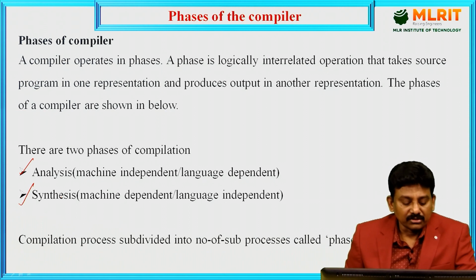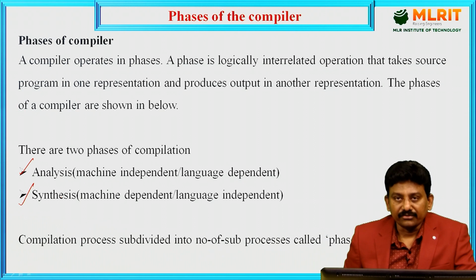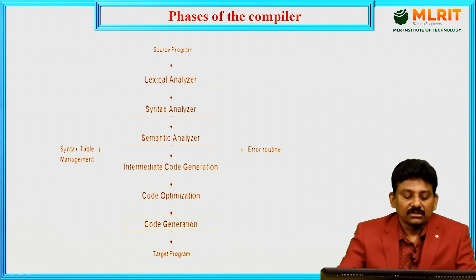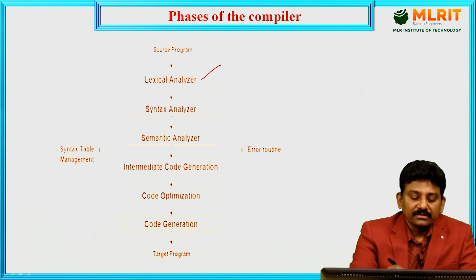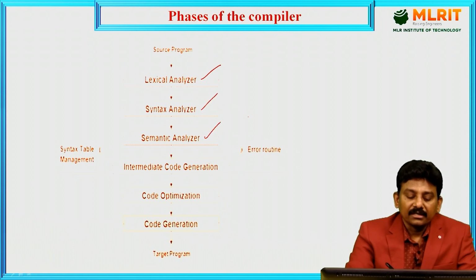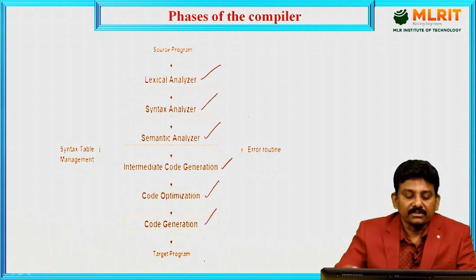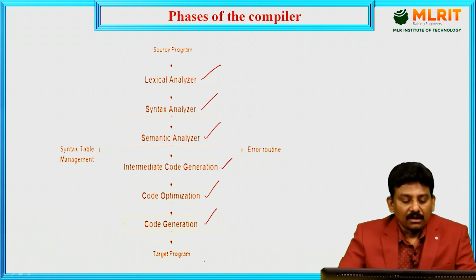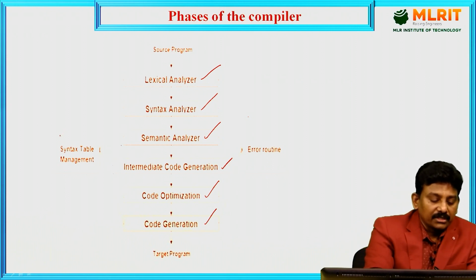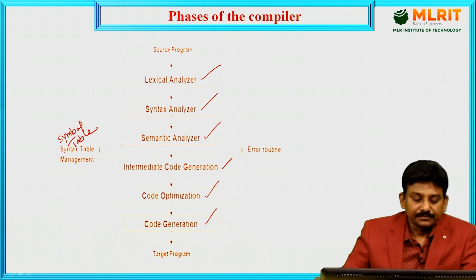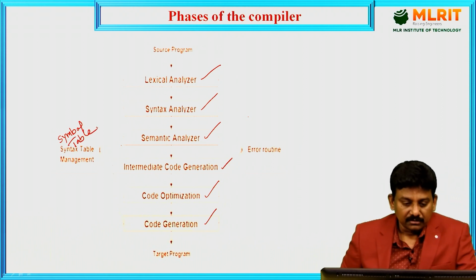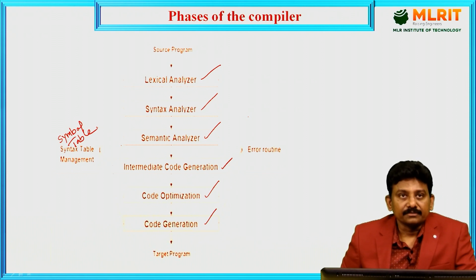Next, the compilation process is subdivided into a number of sub-processes called phases. See this. We have 6 phases: lexical analyzer phase, syntax analyzer phase, semantic analyzer phase, intermediate code generation phase, code optimization phase, code generation phase. All these 6 phases are connected to symbol table management or error routine, symbol table. We will discuss phase by phase.